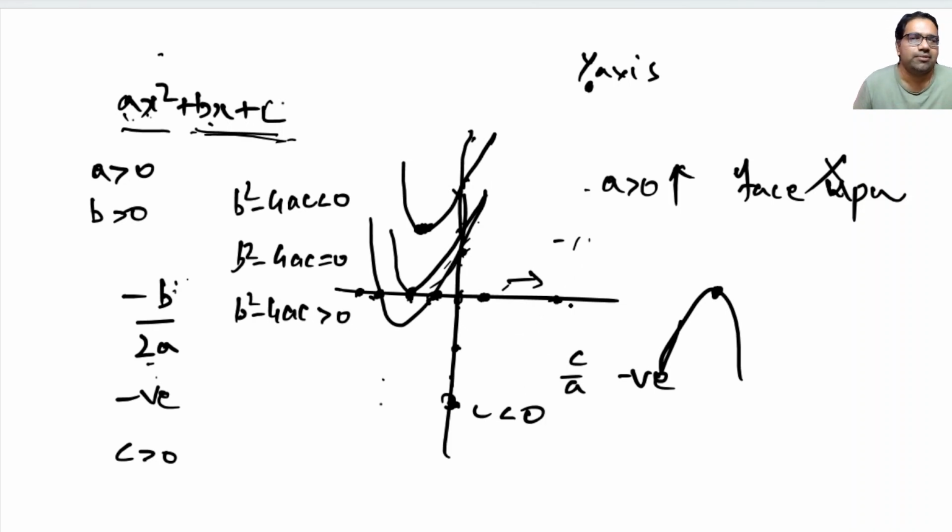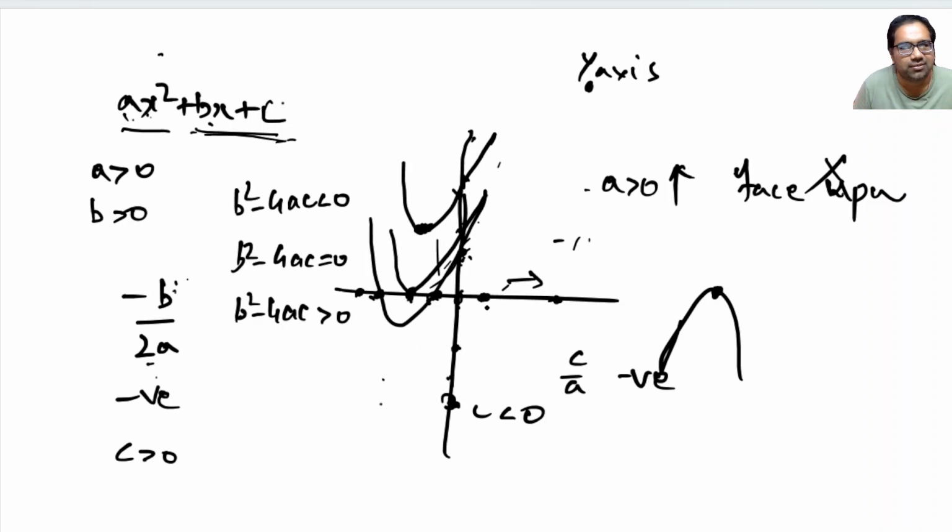Right, guys? Very simple problem. What we have done is a greater than 0. That means the graph is facing upwards. Then the vertex of the graph is towards the left side of the y-axis because the vertex is negative. So the graph can be like this, or like this, or like this. And C is positive. That means the graph is touching the y-axis on the positive side, the positive y-axis. It is not touching the negative y-axis.